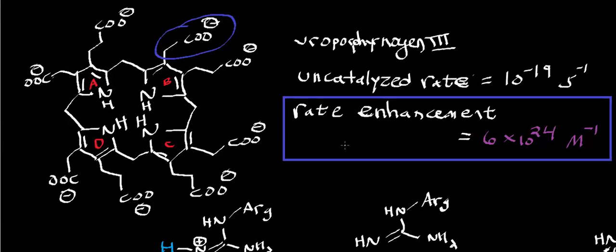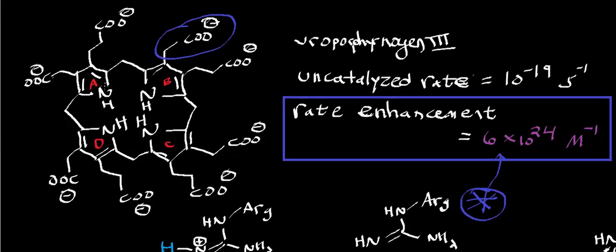But actually the rate enhancement, even though there's no coenzyme, is 6 times 10 to the 24th per molar. That's an incredibly high rate enhancement. In fact, it's known to be the greatest rate enhancement of all enzymes known to man. Okay, so that's a really important thing. The rate enhancement is the highest of all enzymes in nature. Okay, but what we're going to do is decarboxylate every one of those acetyl groups. And in fact, what it turns out is there's a distinct order in which the decarboxylations occur.